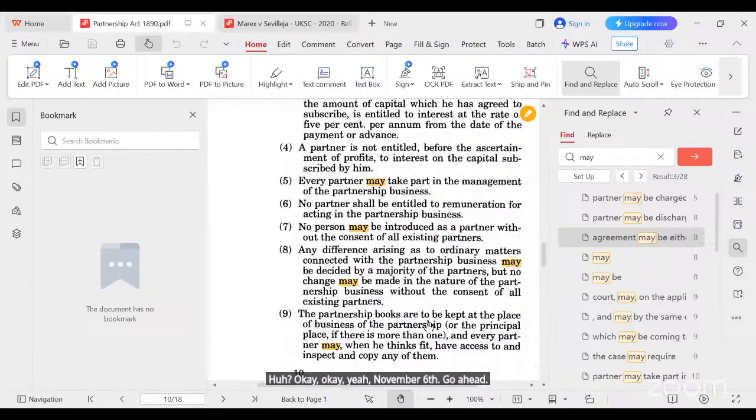Number 6. It said no partner shall be entitled to remuneration for acting in the partnership business.